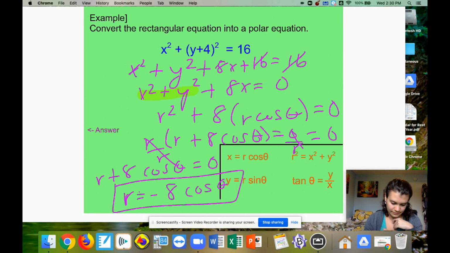One second. That should be a y right here, all the way through, which changes this to a sine. Making all the mistakes today. So this should be a sine theta in the end.